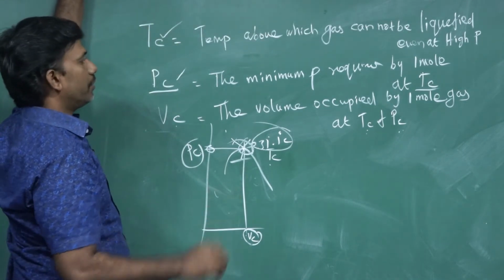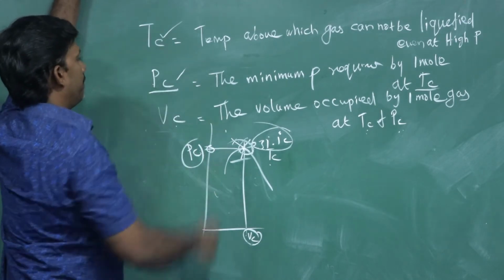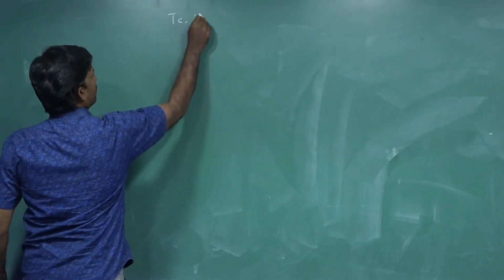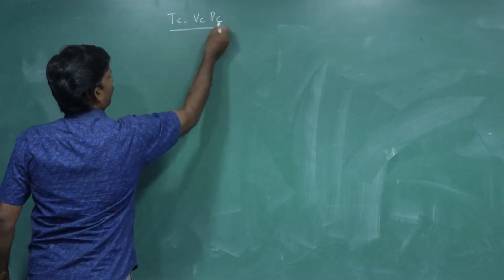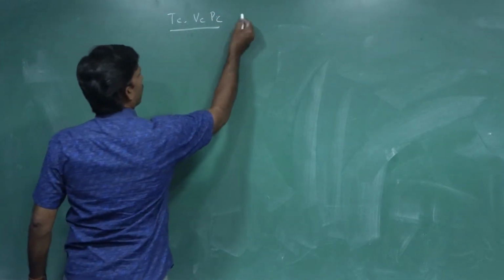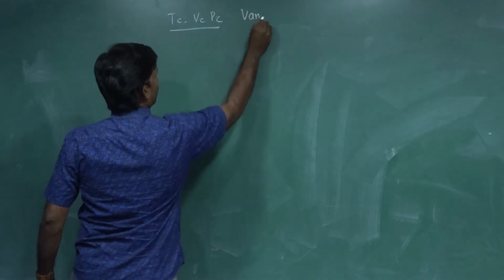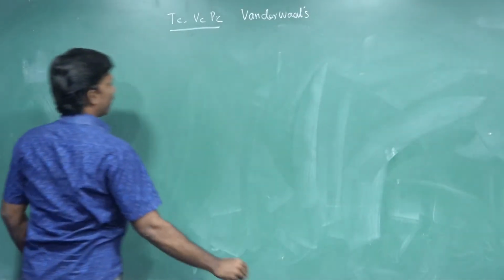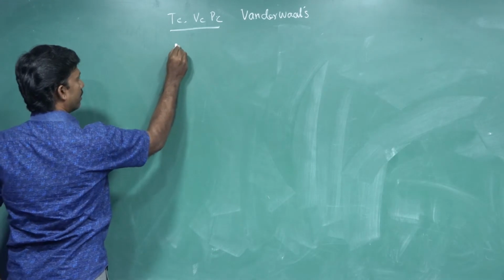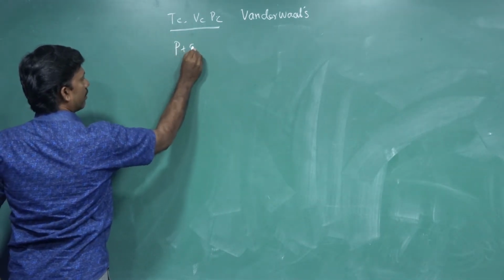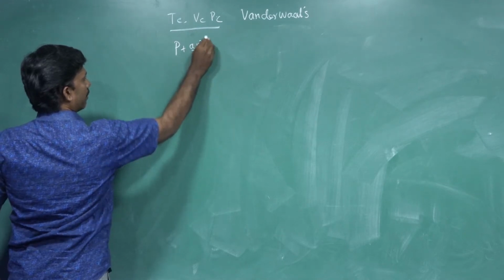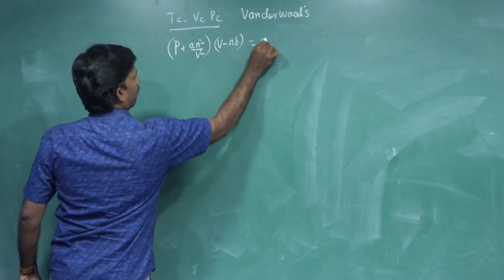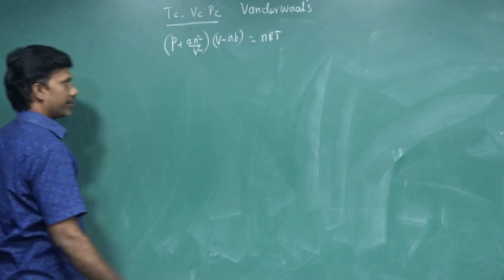Okay, let us see the derivation of Pc, Vc, Tc. We are going to derive Tc, Vc, Pc by using the van der Waals equation. Let me write the van der Waals equation first: (P + an²/V²)(V - nb) = nRT. Okay, this is the van der Waals equation.